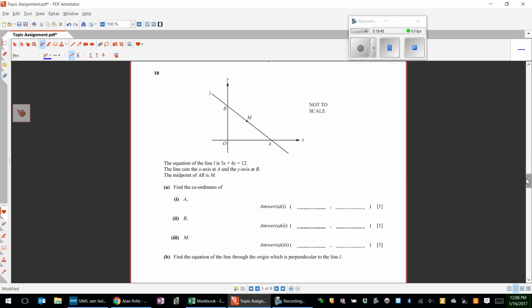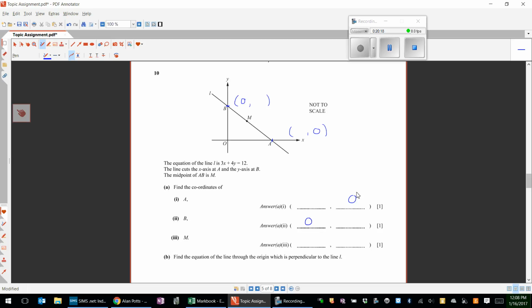Now, the equation is 3x plus 4y equals 12. Now, we have gone through how to do these things. Remember, when you've got x and y, coordinates go together. Now, I would straight away go for b, the coordinates are going to be 0, something. And for A, the coordinates are going to be something, 0. So make sure you get that the right way around.